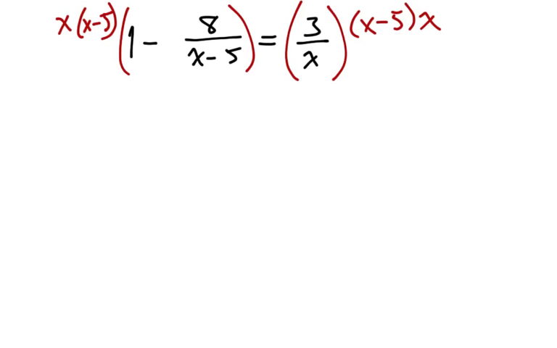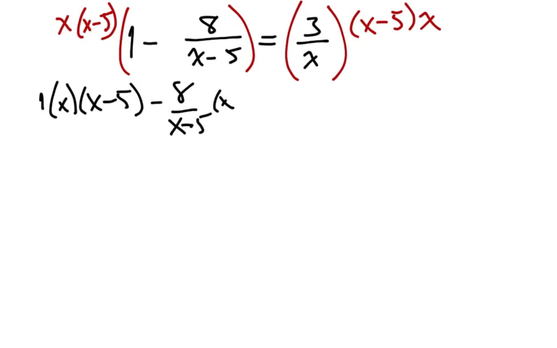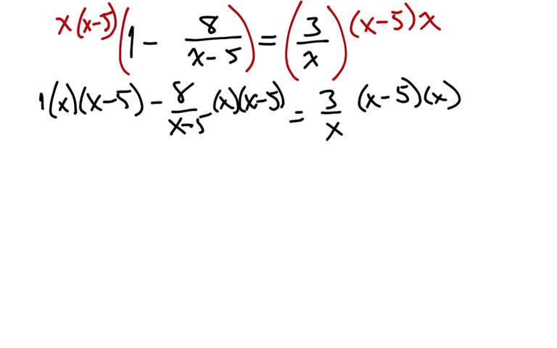Okay. Distribute that into each of them, so we'll have 1 times x minus 5, minus 8 over x minus 5 times both of those, and 3 over x times both of those. And look for things to cancel. Nothing's going to cancel in this first term because there's no denominator. And then the second term, the x minus 5's cancel, and on the right side, the x's cancel.